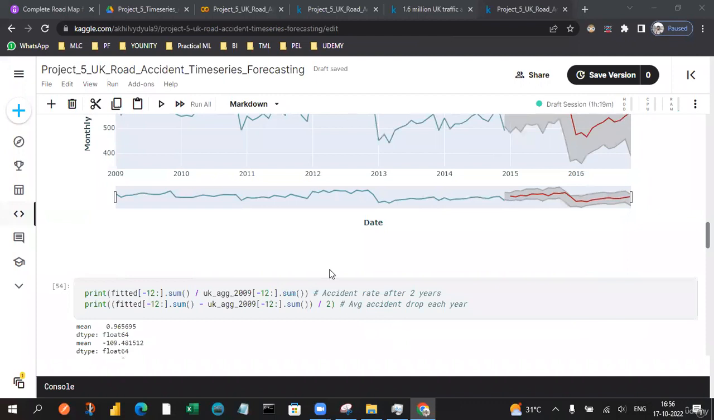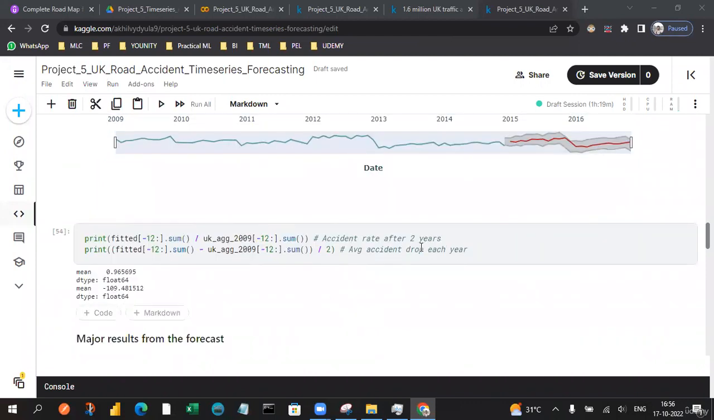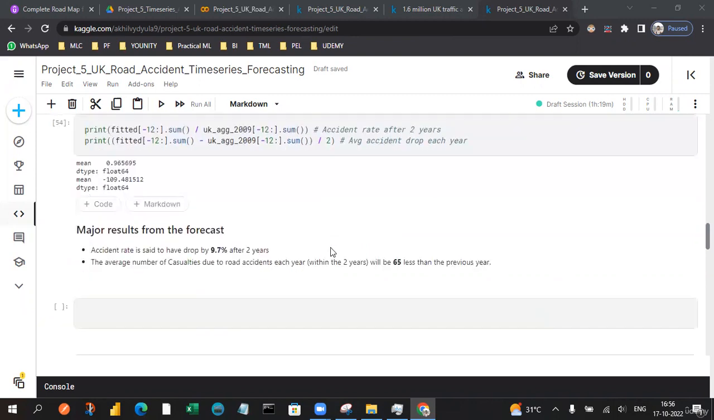So let's also play around with the accident rate after 2 years, and maybe the average accident drop for each year. So the major results we get till now are that the accident rate is going to be set at 9.7 percent, and the average number of casualties due to road accidents for each year is 65, well less than the previous year.